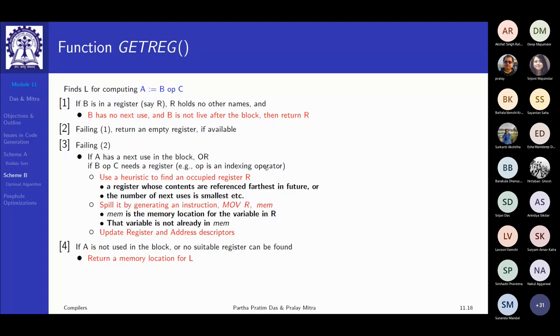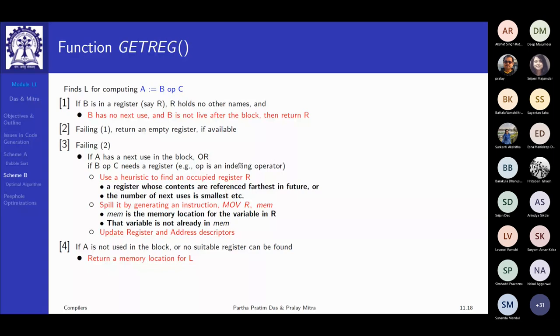So this is what you do if this condition is satisfied, that A has a next use in the block. But if A is not used in the block, or in this process you do not find a suitable register, then you will have to return a memory location for L. This will hopefully happen sparingly, but this fourth condition is given to make sure that getReg at least returns you something.